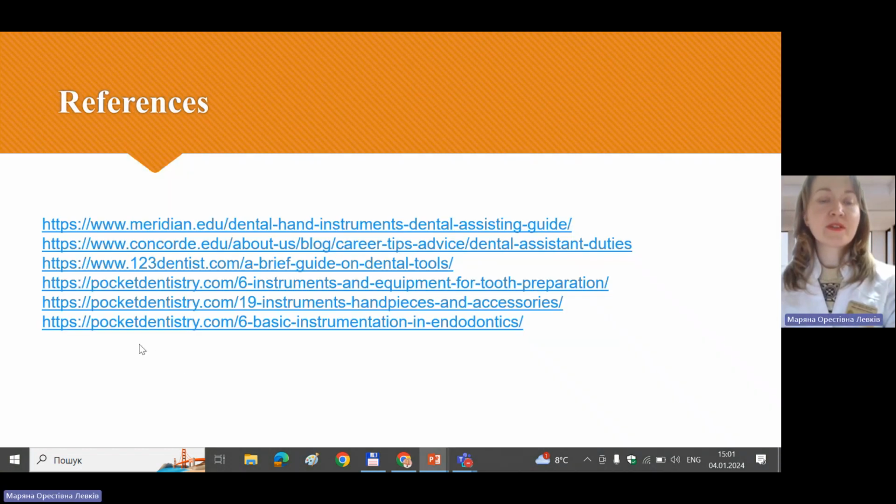Here are references that would be supportive for your further reading to go deeper into this topic. You can use these links to enrich yourself with information related to dental instruments and equipment.